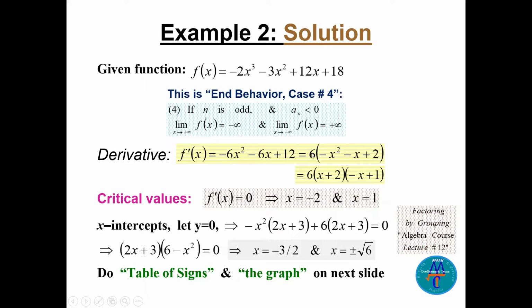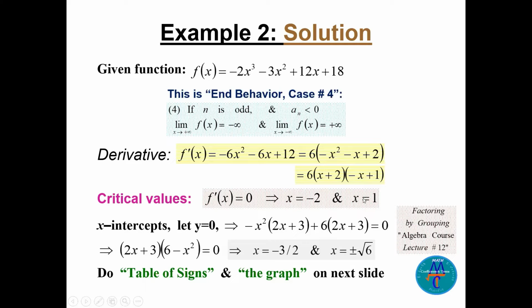Take 6 as a common factor. We have a minus inside here: minus x squared minus x plus 2. When you factor it, be careful here: you get x plus 2 times minus x plus 1. You cannot write x minus 1; you have to write minus x plus 1. Now the critical values where f prime is equal to 0: x will be minus 2 or x will be 1.